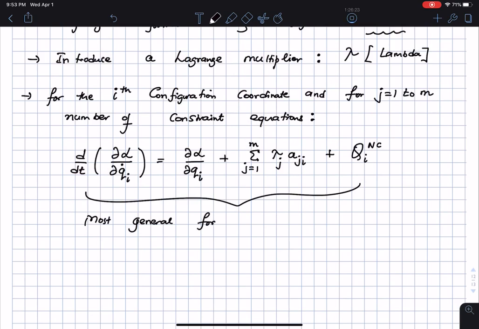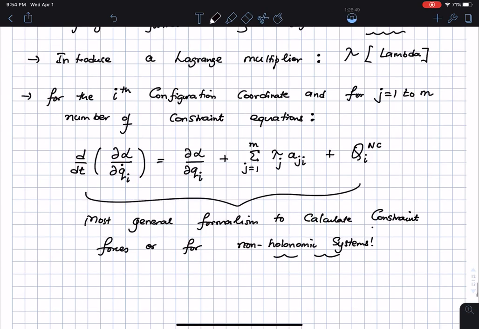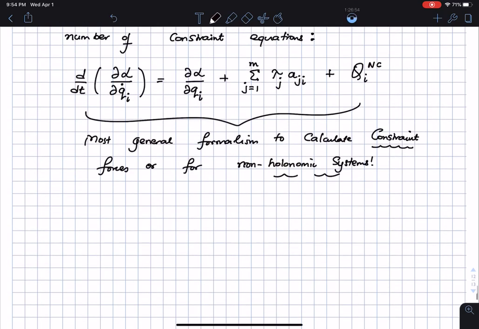formalism to calculate constraint forces, or for non-holonomic systems. Right, we can do it for that as well, as you will see in the coming lectures. So let's go ahead and do it for our problem.